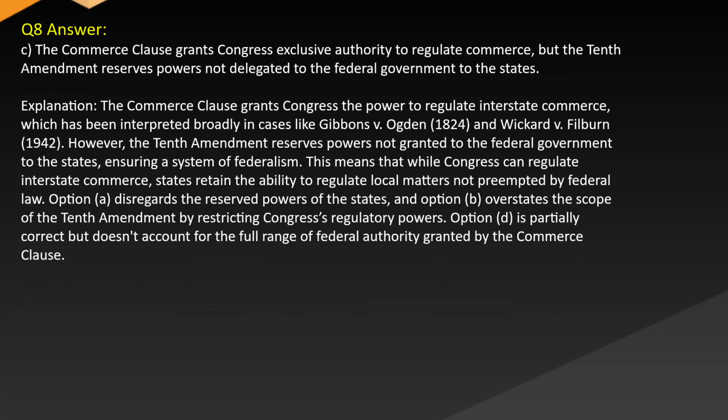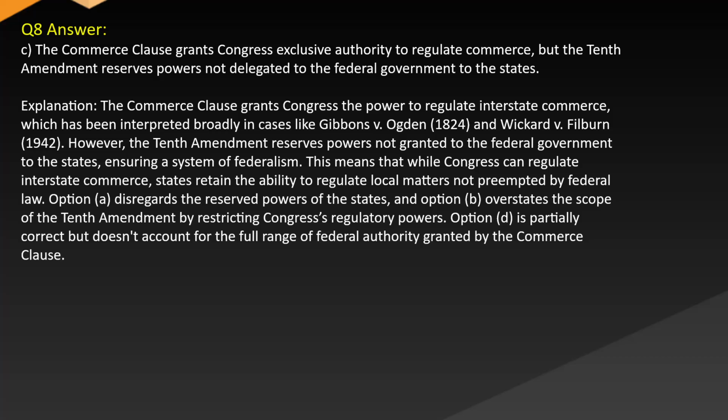Answer: C. The Commerce Clause grants Congress exclusive authority to regulate commerce, but the 10th Amendment reserves powers not delegated to the federal government to the states. Explanation: the Commerce Clause grants Congress the power to regulate interstate commerce, which has been interpreted broadly in cases like Gibbons v. Ogden (1824) and Wickard v. Filburn (1942).